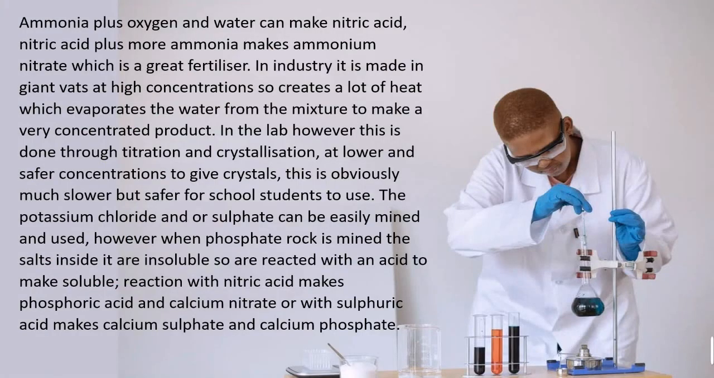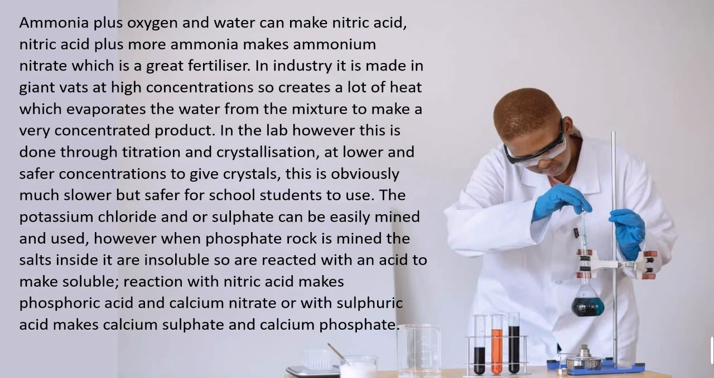Ammonia plus oxygen or water can make nitric acid. Nitric acid plus more ammonia makes ammonium nitrate, which is a great fertilizer. In industry, it is made in giant vats at high concentration, so it creates a lot of heat, which evaporates the water from the mixture to make a very concentrated product. In the lab, however, this is done through titration and crystallization at lower and safer concentrations to give crystals. This is obviously much slower but safer for school students to use.